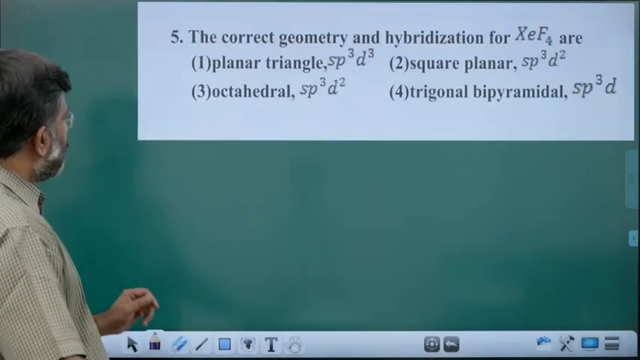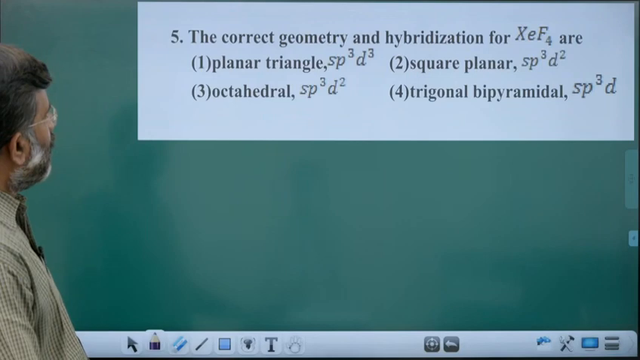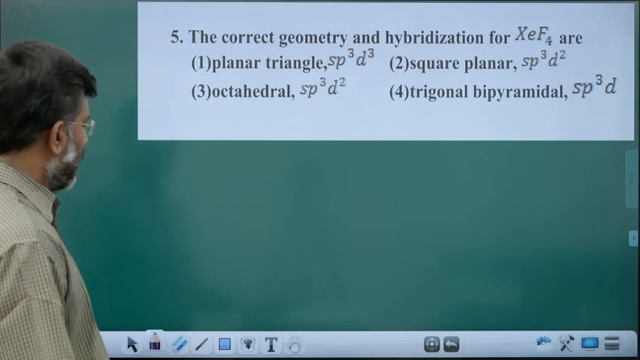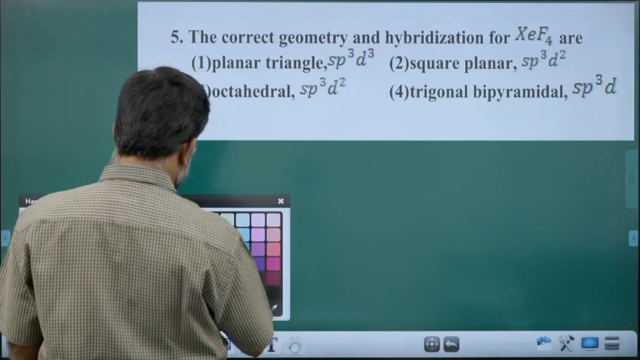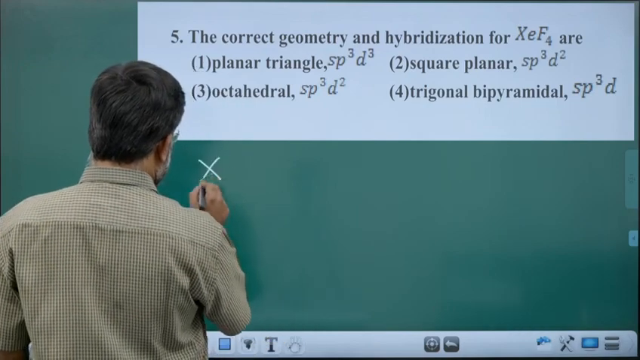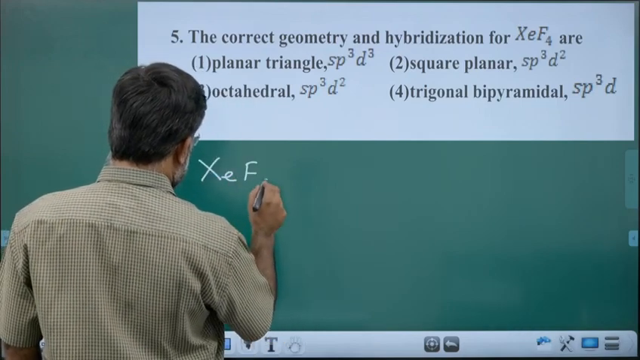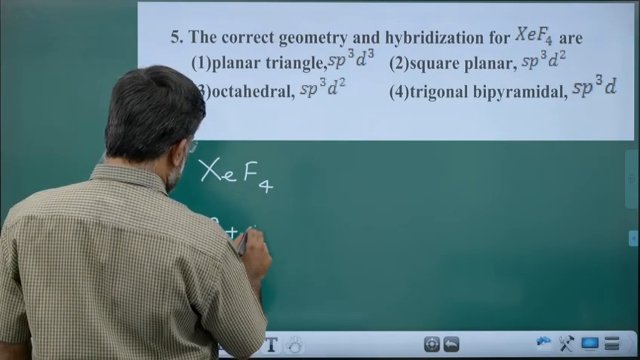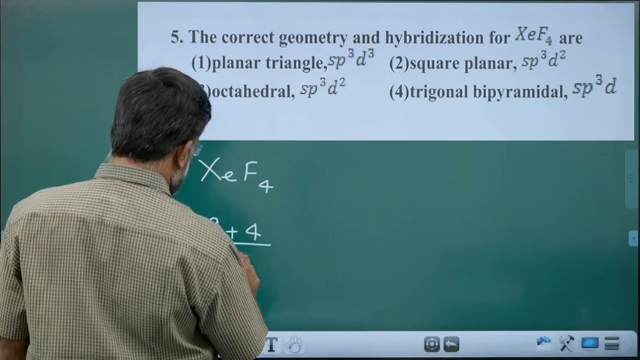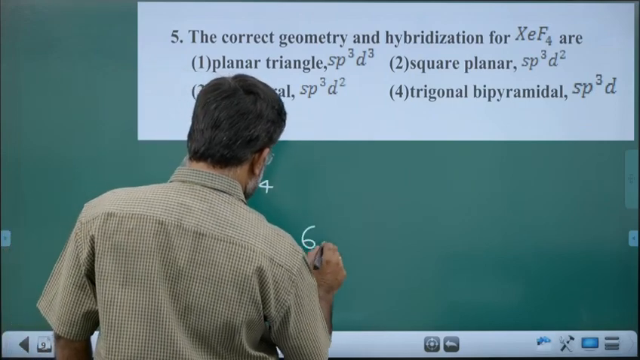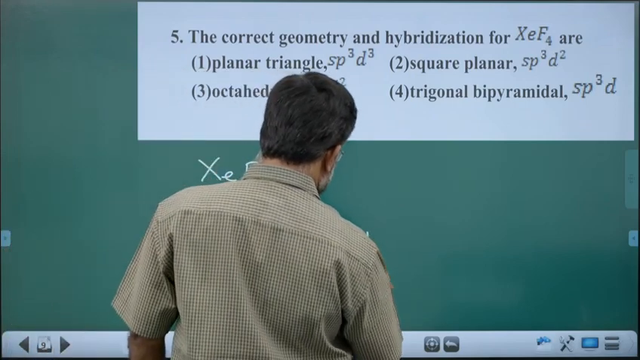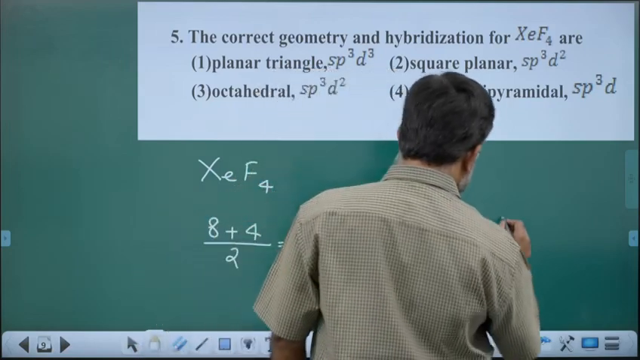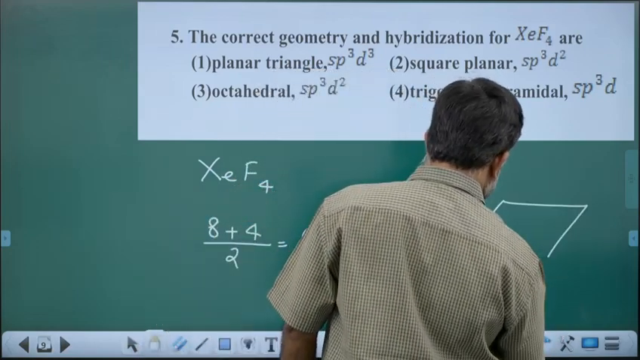Next one. Geometry and hybridization for XeF4. All of you know, XeF4 contains 8 valence electrons, and 4 surrounding monovalent atoms, divided by 2. You are getting 6 electron pairs, and that goes for sp3d2 hybridization. And the geometry falls like this.